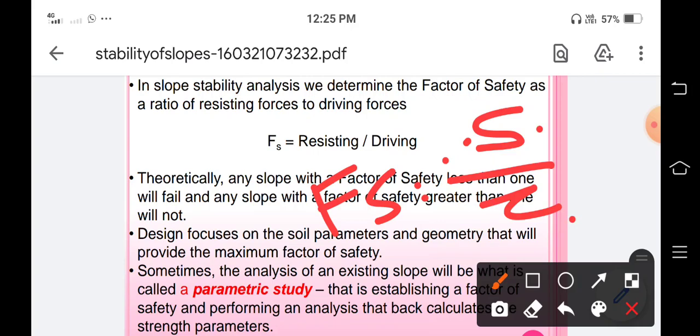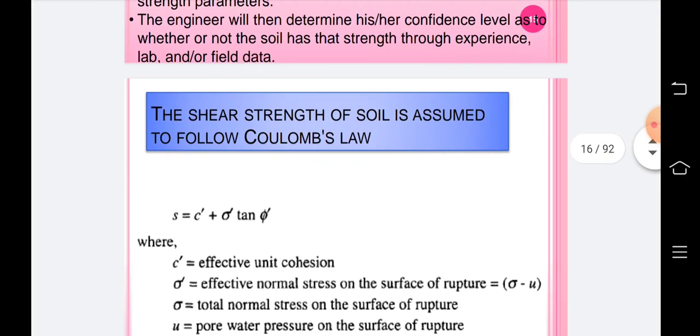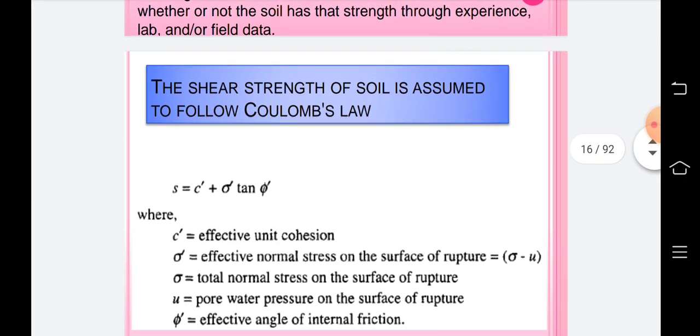but the symbols will be different. Here we are going to use the symbol S, that is the maximum shear strength of the soil, and tau, that is the maximum shear stress developed along the potential failure. So this factor of safety is S upon tau. What is meant by S? S means the shear strength of the soil.